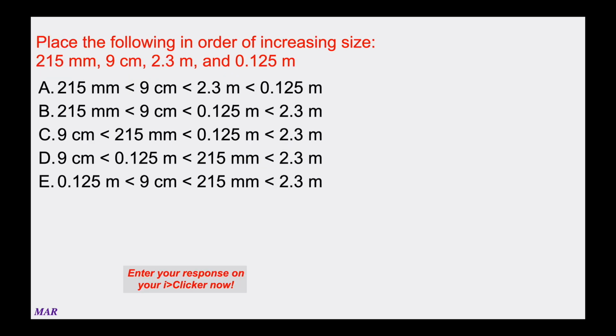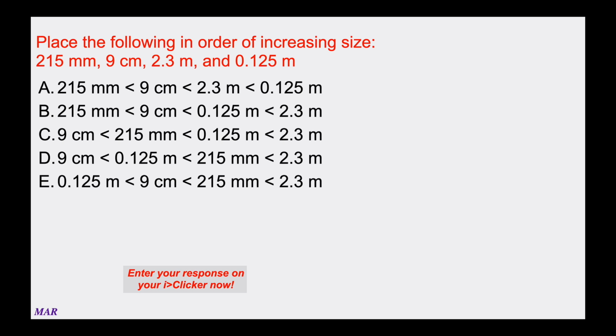This question is about length and metrics. All right, we've got four lengths here: 215 millimeters, 9 centimeters, 2.3 meters, and 0.125 meters. And it says put these in order of increasing size.